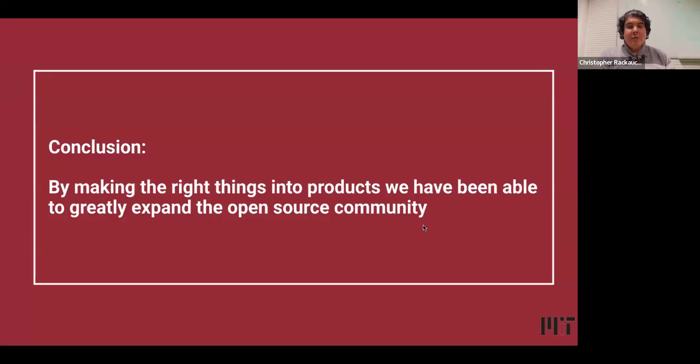And so again, I'd be able to say, especially now with all this, the evidence here: by making the right things into products, I think we've been able to greatly expand the open source community and give people who are strong contributors of this open source tooling a place where they can continue to work on that open source, but also build out tools on top of what they were building that would utilize the open source that they did, right? Because those are then the pieces that are required to bridge into specific industries, right?